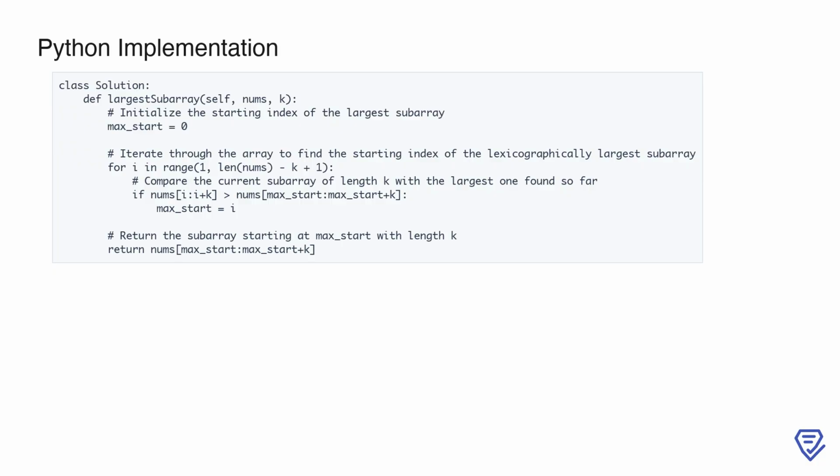This approach ensures we only loop through the list once, making the time complexity O(n), where n is the length of the input list. The space complexity is O(1), as we only use a few variables and no additional data structures.